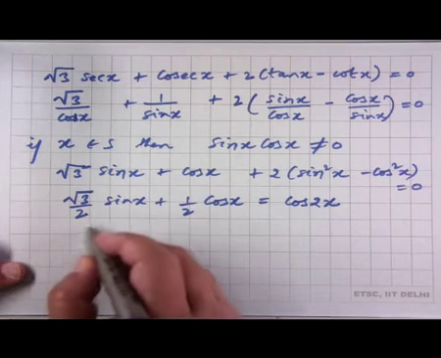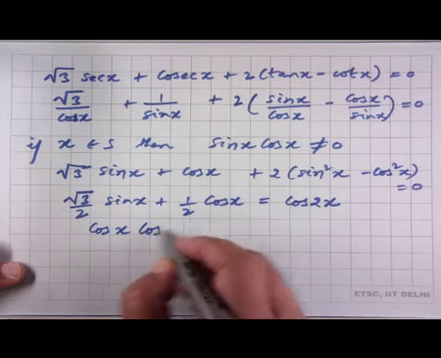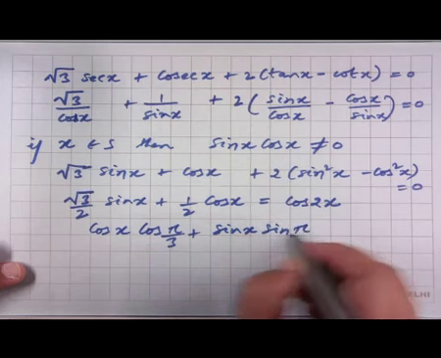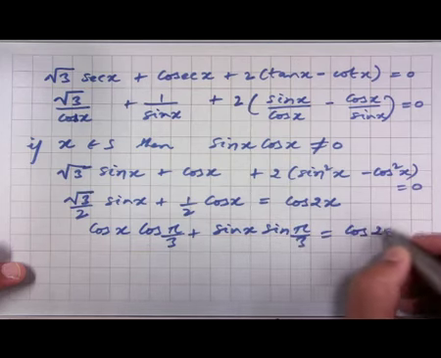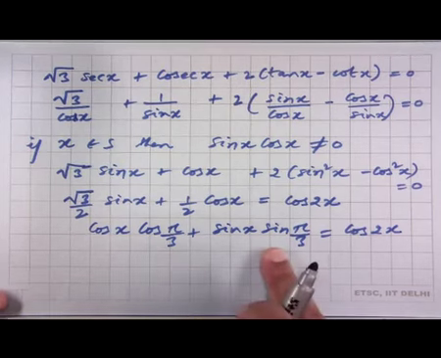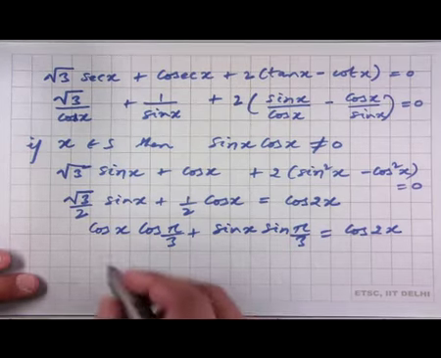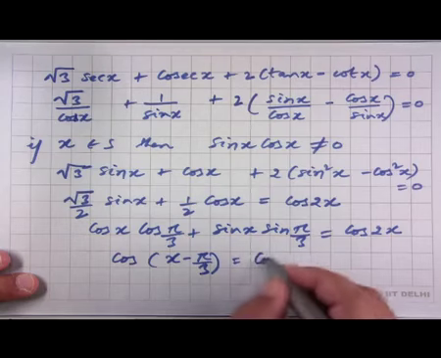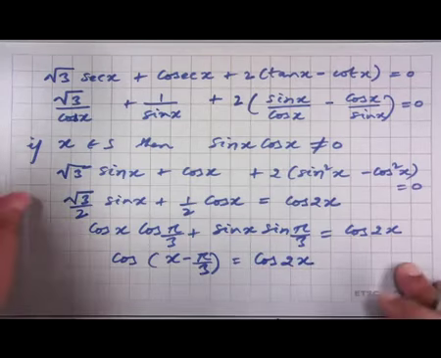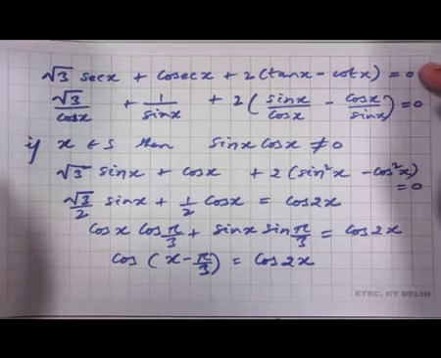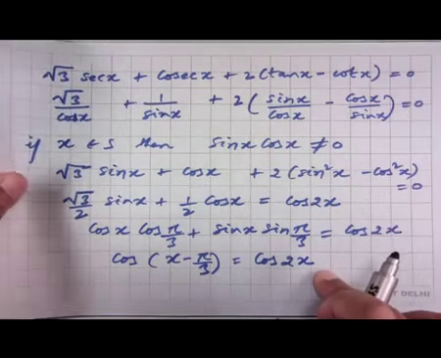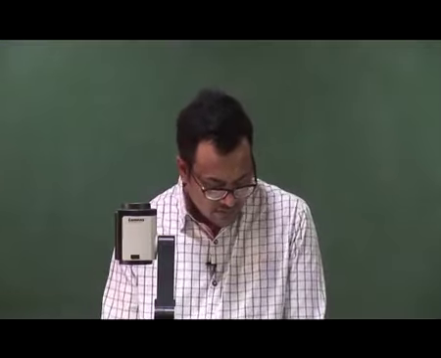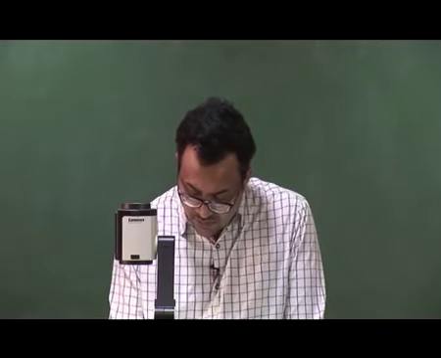So this we can write as cos x into cos pi by 3 plus sin x into sin pi by 3 equals cos of 2x, but cos a cos b plus sin a sin b is cos of a minus b, and hence what we get is cos of x minus pi over 3 is equal to cos of 2x. So x will satisfy this equation if and only if it satisfies this equation, as long as x is restricted to the interval S.